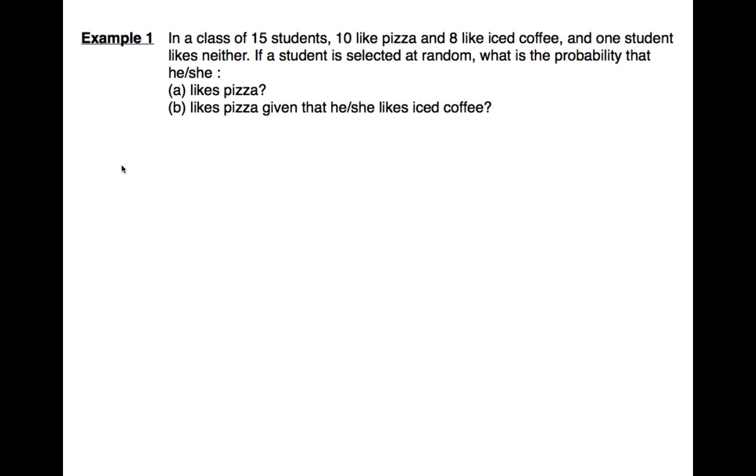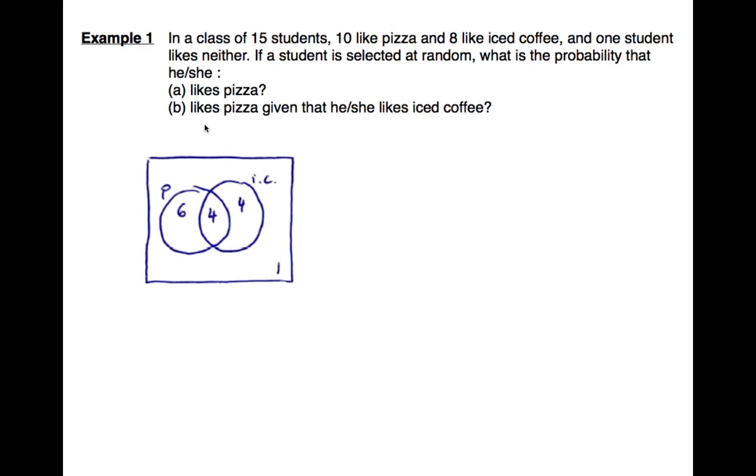Here's an example. In a class of 15 students, 10 like pizza and 8 like iced coffee. Of course, some students like both. One student likes neither. If a student is selected at random, what is the probability that he or she likes pizza? This is a basic example that doesn't involve the new concept that I just introduced. So what's the probability that a randomly selected student likes pizza? There's 10 people who like pizza out of 15, so it's going to be 10 over 15.